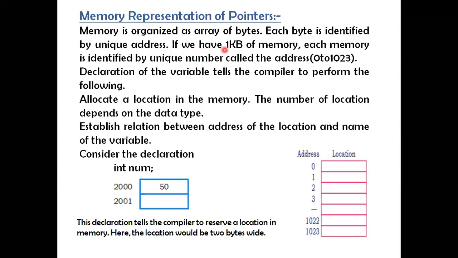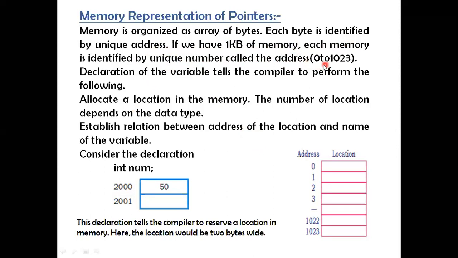Now, if we have 1 KB of memory, KB stands for what? Kilobyte. 1 kilobyte is equal to 1024 bytes. You need to remember this, it is most important. 1 byte is equal to how many bits? 8 bits. 1 kilobyte is equal to 1024 bytes. If we have 1 KB of memory, each memory location is identified by a unique number called address.